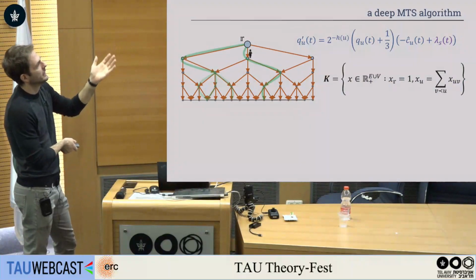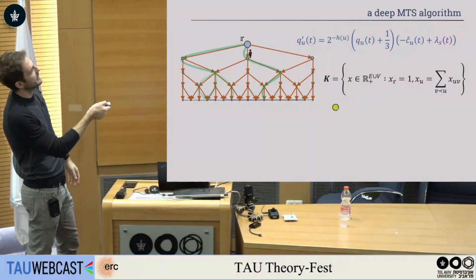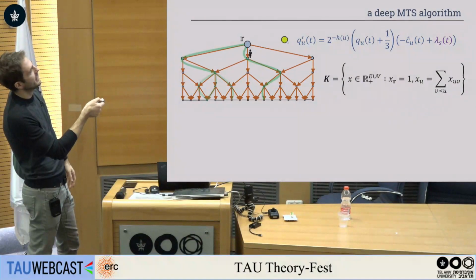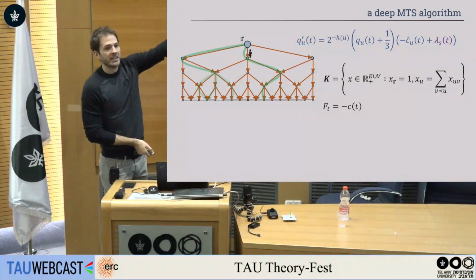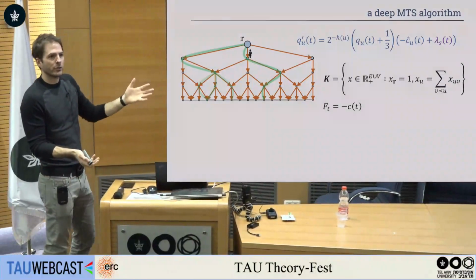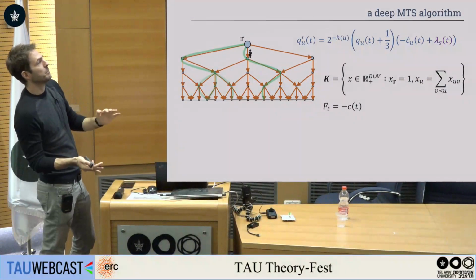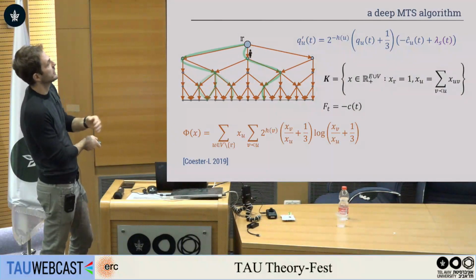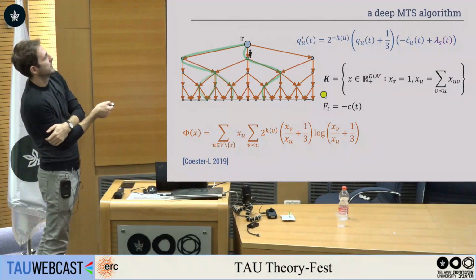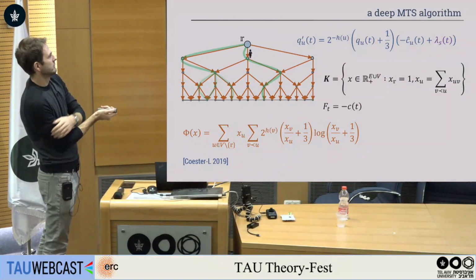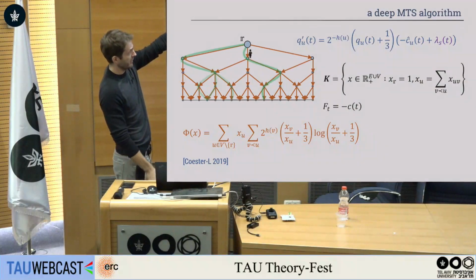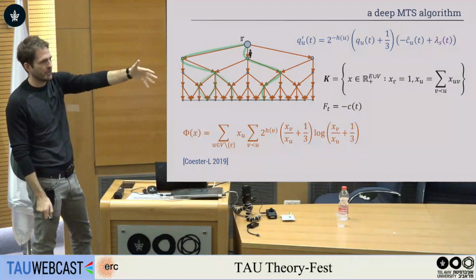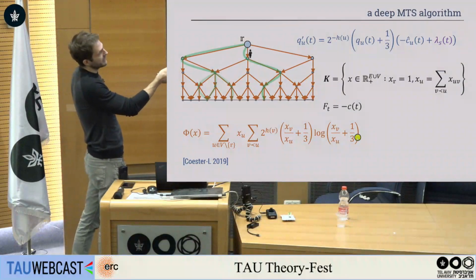So let me tell you, the convex body here is just the set of all unit flows from the root r to the leaves. The vector field is just minus the cost function at every point. So it's the natural thing: cost is bad, so I want to move in the direction of minus the cost function. And then what's a little bit tricky to write down correctly is this regularizer, the function whose Hessian gives me the Riemannian metric.